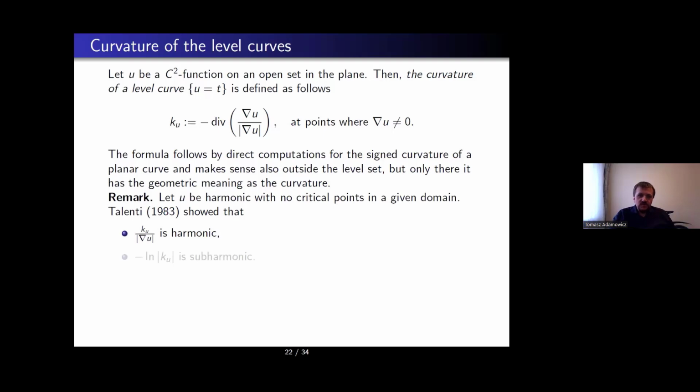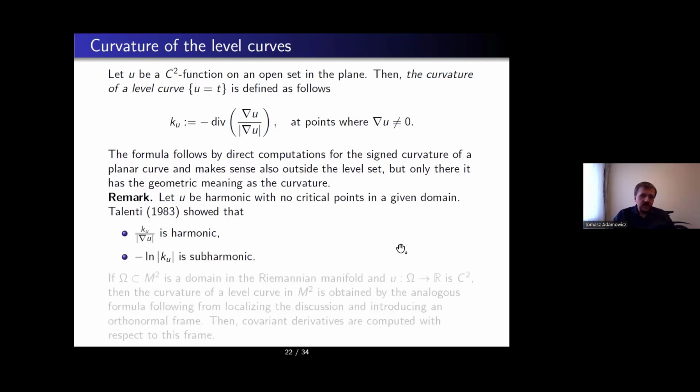If U is a harmonic function with no critical points in a given domain, then the normalized curvature of the level curve, so this curvature Ku divided by the length of the gradient, is a harmonic function. And the minus logarithm of the absolute value of this curvature is a subharmonic function.